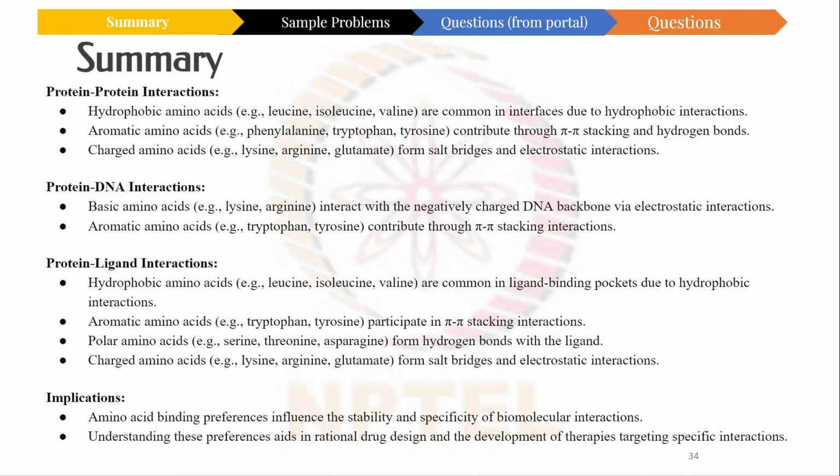So in the case of protein-DNA interactions, basic amino acids such as lysine and arginine are commonly found in DNA binding proteins due to their ability to form electrostatic interactions with the negatively charged phosphate backbone of DNA. Then we have protein-ligand interactions. Protein-ligand interactions have different types of interactions based on the nature of the ligand that we use.